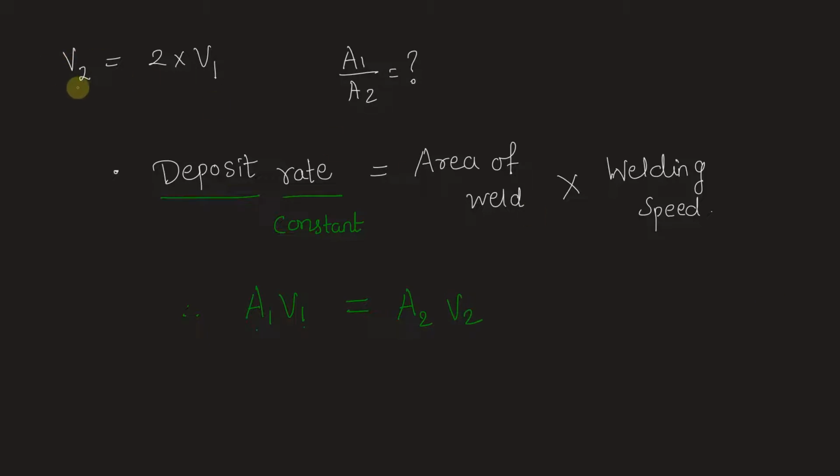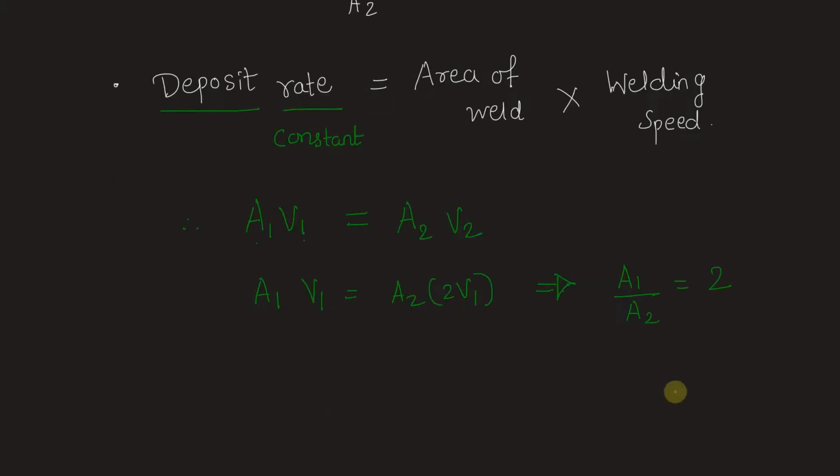Now, we have the relation between V2 and V1. So, let's just put 2 V1 in place of V2. We have A1 V1 is equal to A2 into 2 times V1. This gives us A1 by A2 is equal to 2, hence the final area A2 becomes half of the initial area A1.